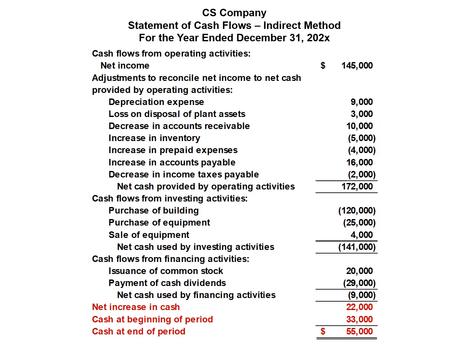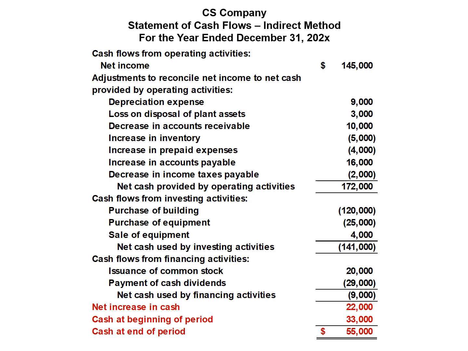The statement of cash flows for Computer Services reports the cash receipts and cash payments from operating, investing, and financing activities during a period. If we look at this statement, we can see that this company generated $172,000 from its operating activities. We also can see that they used $141,000 to invest in equipment and building. And then we also can see that they used $9,000 in financing activities.